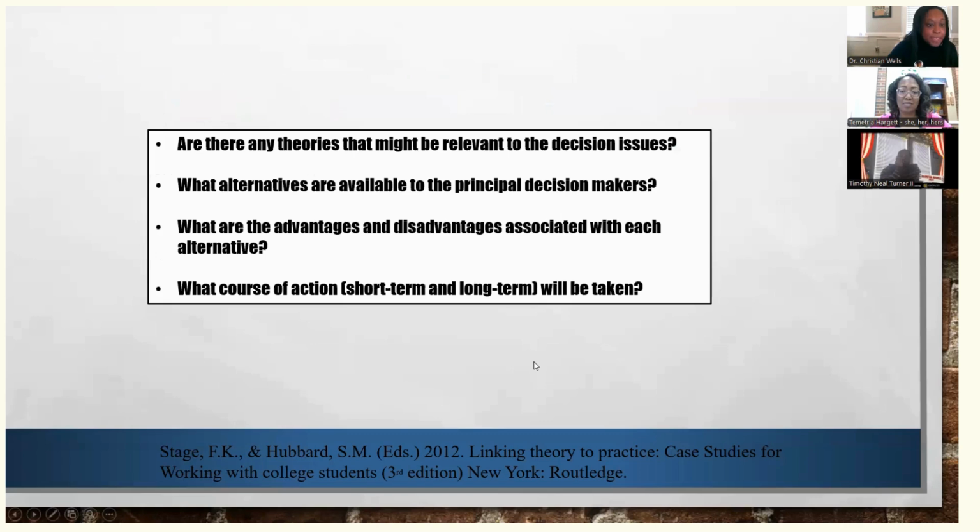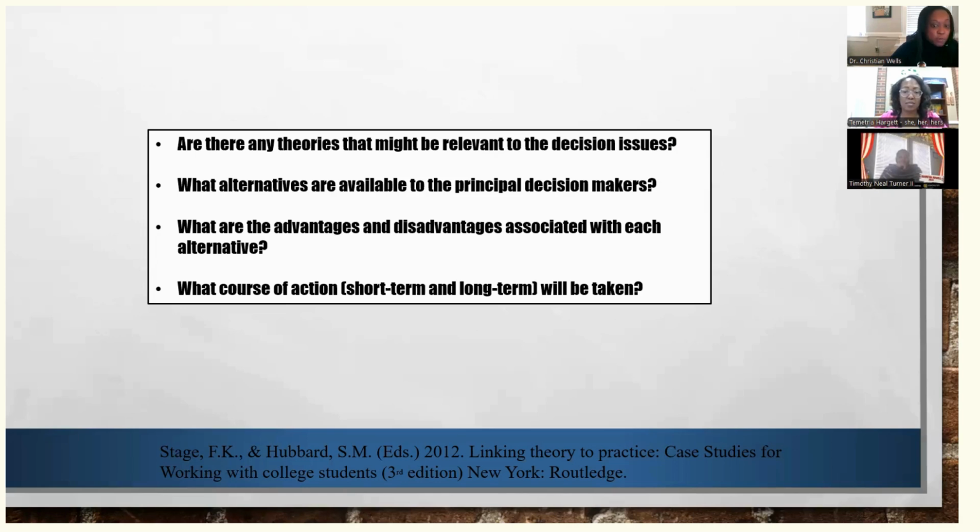Okay. And then are there any theories that might be relevant to the decision issues? One thing that I love to look at right now, I'm actually teaching a course on leadership theories, and there are so many different types of leadership theories, right? But it might be that you're looking at all kinds of theories that are in higher education that you can look at to see how it might be relevant, whether it be student development theory, just really checking to see how it relates to that particular case and situation.